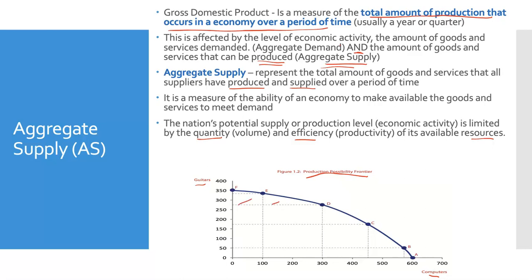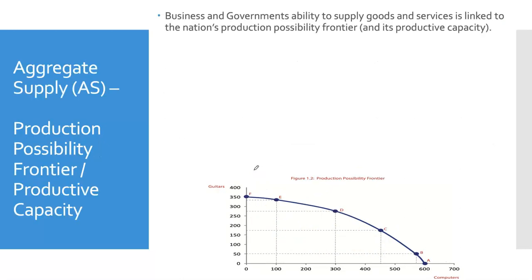We have the potential to make the amount of goods within this area, and we want to maximize our efficiency, so being some point on this frontier, but we do not have the ability to make the amount of goods and services represented by those crosses because we are limited in what we can make. So understanding that the businesses and government's ability to supply goods and services is linked to now what we're going to call our nation's production possibility frontier, or a better term for that is the productive capacity.